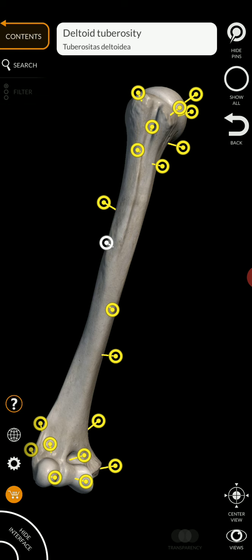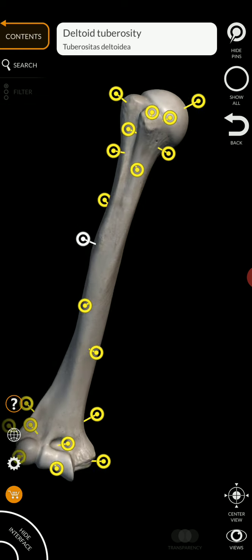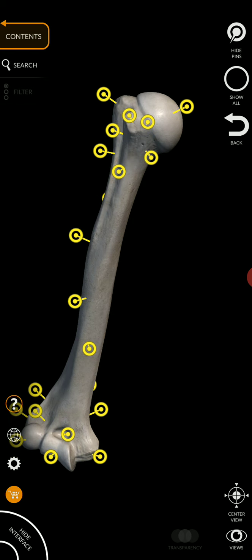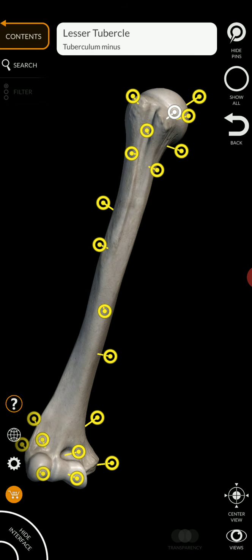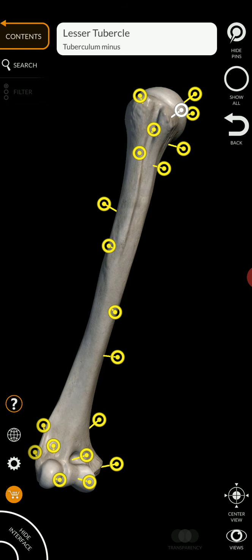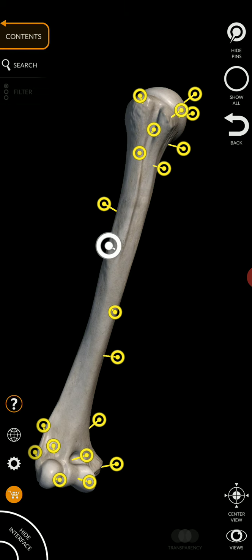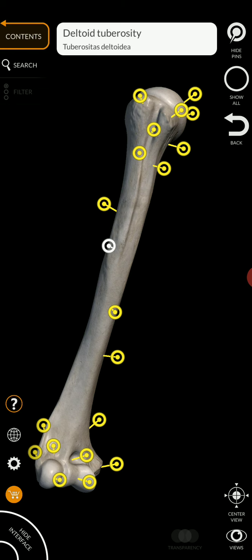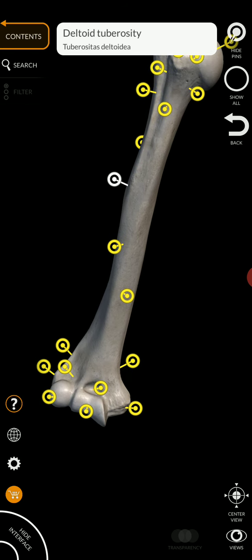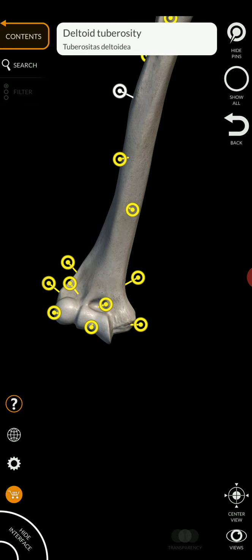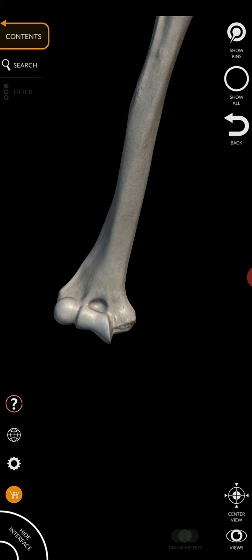Okay, so on the proximal end of the humerus, again, we have the head of the humerus. We have these two projections or processes, the greater tubercle and the lesser tubercle. Then moving distally to about midway down, we have the deltoid tuberosity where the deltoid muscle attaches. All right, so now we're going to continue to move distally. I'm going to move my pins for a moment.